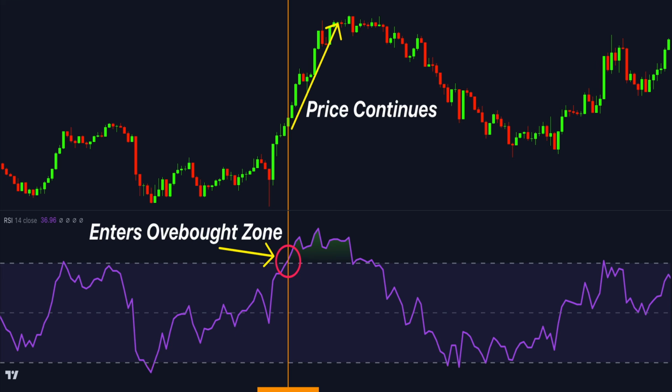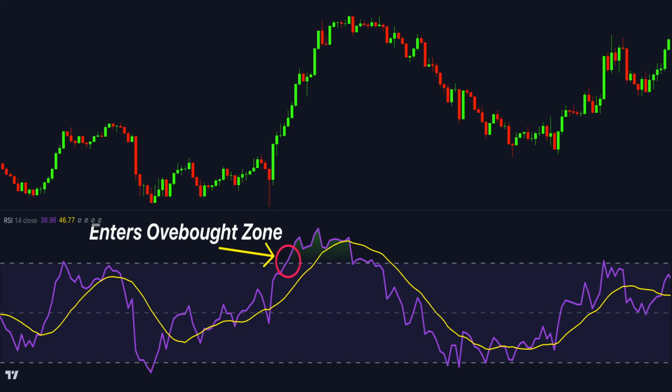First, let's go back to that yellow line that was originally on the RSI. This is simply a moving average of the RSI. We're able to set the length to whatever we want. We can use the yellow moving average line for additional confirmation that the price is actually reversing.